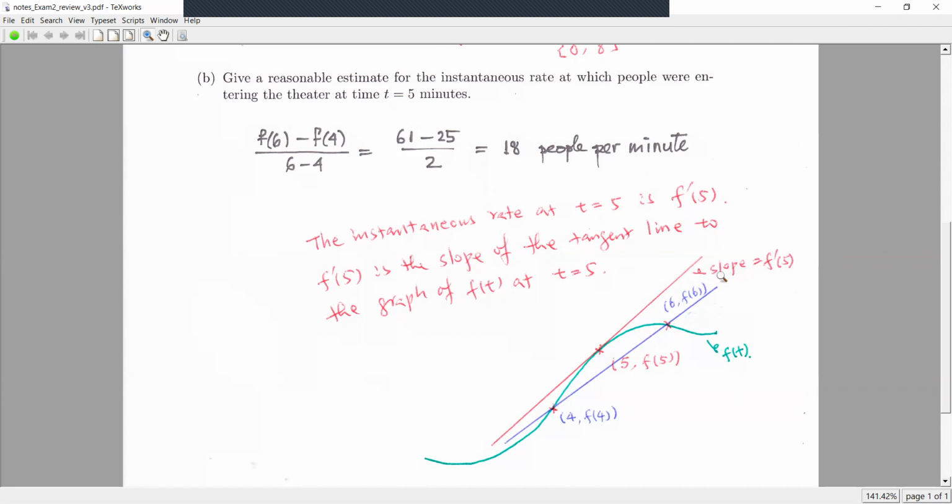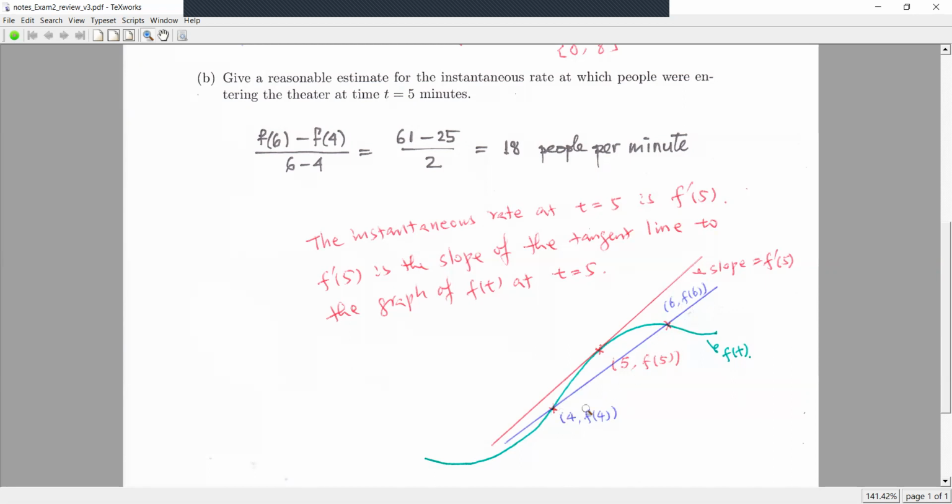To estimate the slope of the tangent line, I pick two nearby points on the graph. One is 4, f of 4. The other one is 6, f of 6. Then join these two points with a line. This line is a secant line. I want to use the slope of this secant line to estimate the slope of the tangent line.